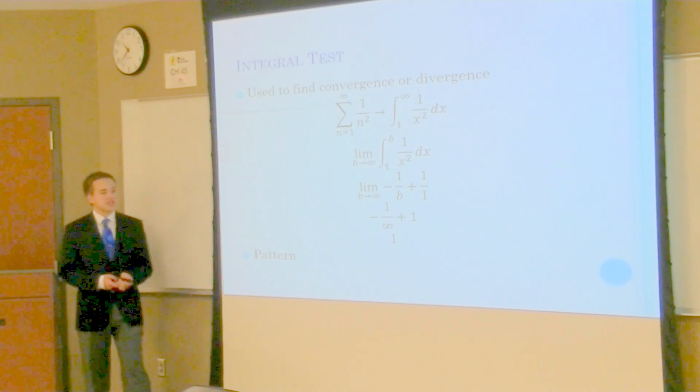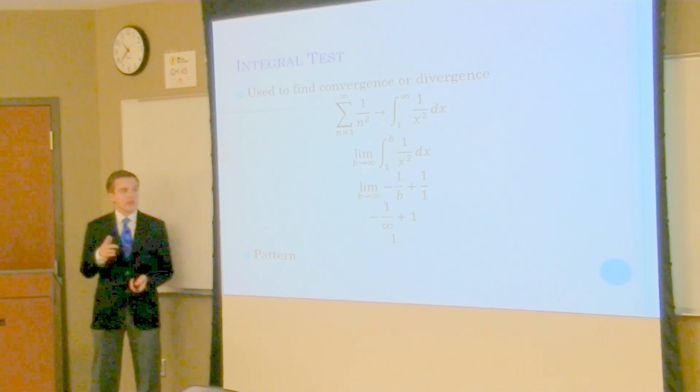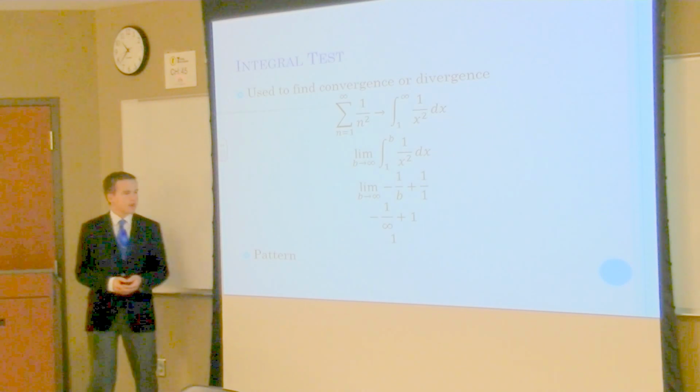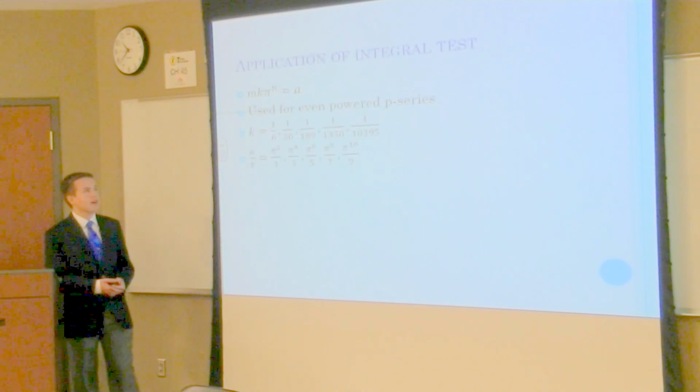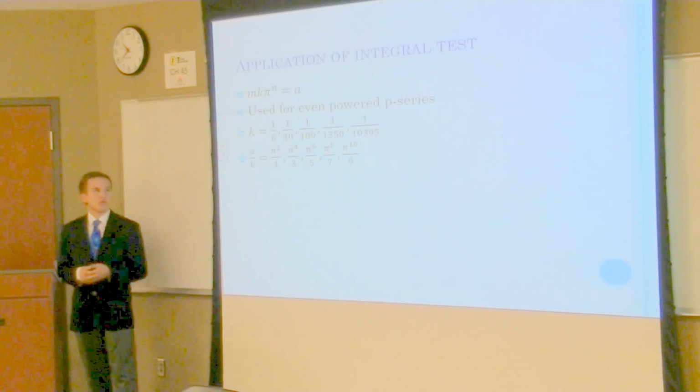So I realized for the p-series, the answers from the integral test actually create a pattern. So 1 over n cubed is 1/2, 1 over n to the 4th is 1/3, etc. So I thought maybe I could use these values in order to find some kind of pattern to find the sum of 1 over n cubed.